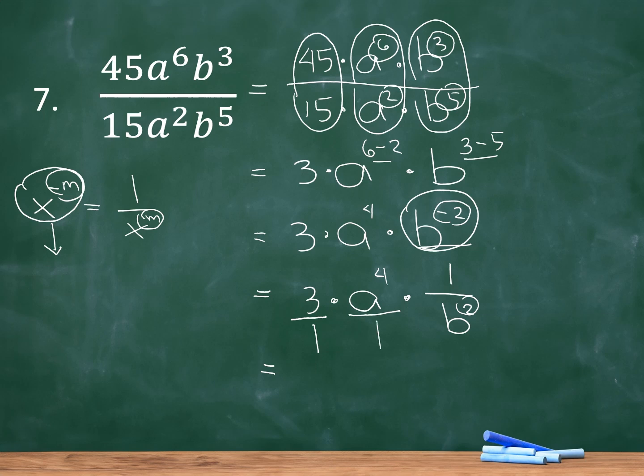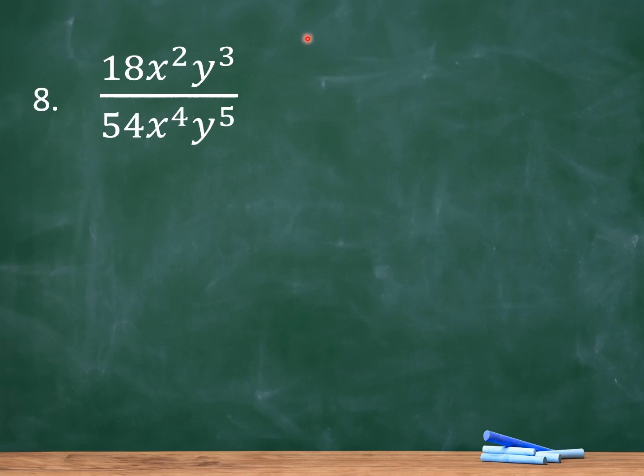So what we're going to do here is we will multiply all of the numerators. 3 times 1 is 3. And then 3 times a to the power of 4 is a to the power of 4. So on the numerator we have 3a to the power of 4. And then in the denominator we have 1 times 1, that's 1. And then 1 times b squared is b squared. So for our final answer, it's gonna be 3a to the power of 4 over b squared. Let's have our last example.